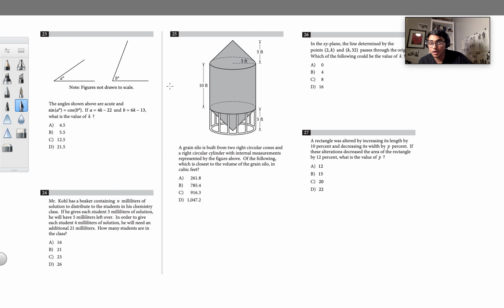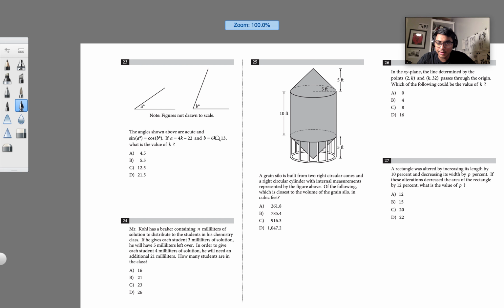Section 3, section 4, doing questions 23 to 27 on the math calculator section. Calculator out. Alright, question 23.